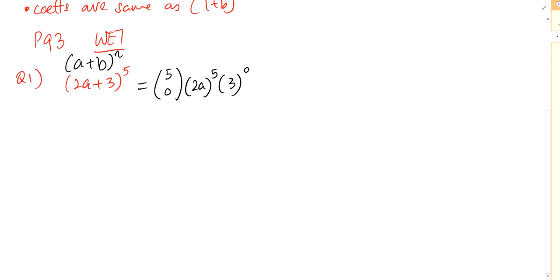Okay, take note that all this is simply 1, this is simply 1. But I'm writing it down to show you the completeness of the binomial theorem. Okay. So next term, what do we have? 5 choose 1. 2a to the power 4. 3 power 1. Check the powers. When you add them up, what do you get?